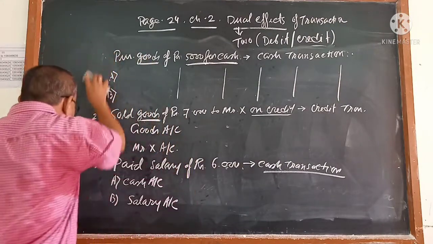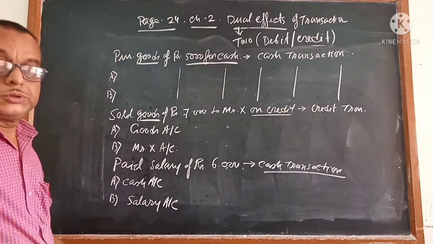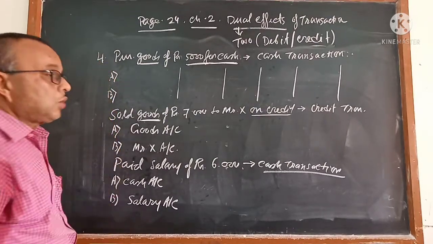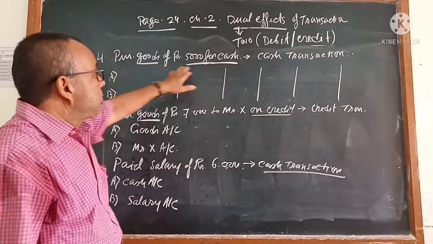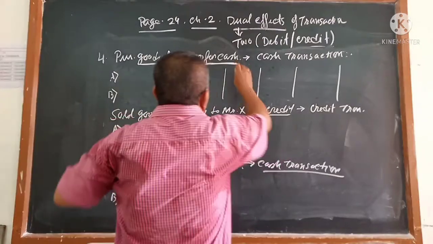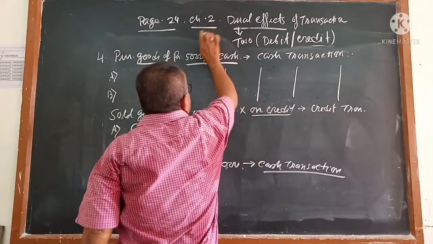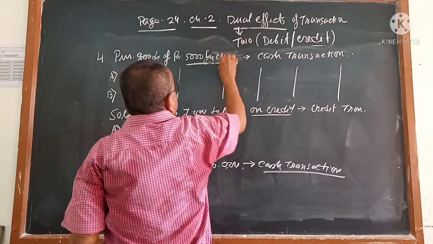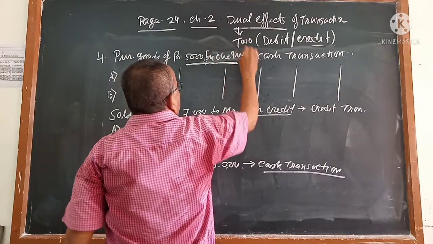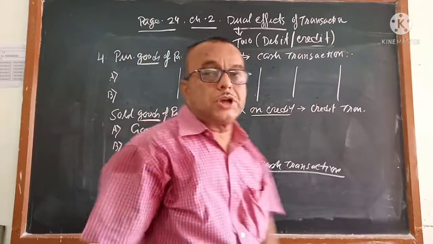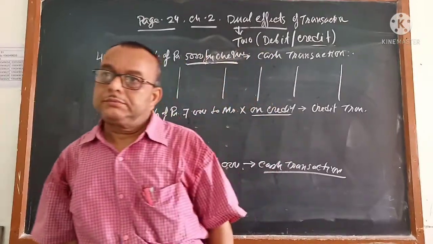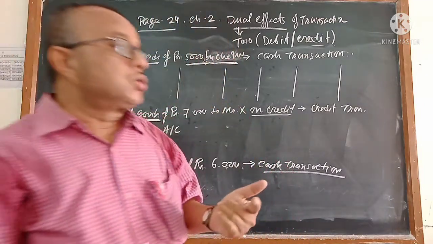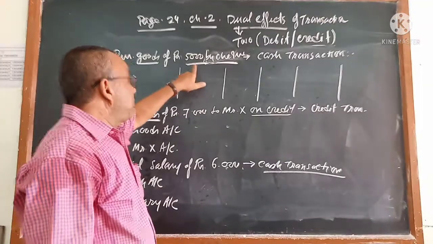Suppose this is 1, 2, 3. We are coming here to 4. The fourth one is: purchased goods of rupees 5,000. In this case, I wrote here by cheque. Cheque means the payment is done through the bank. It means we have purchased the goods. How much? Of rupees 5,000.